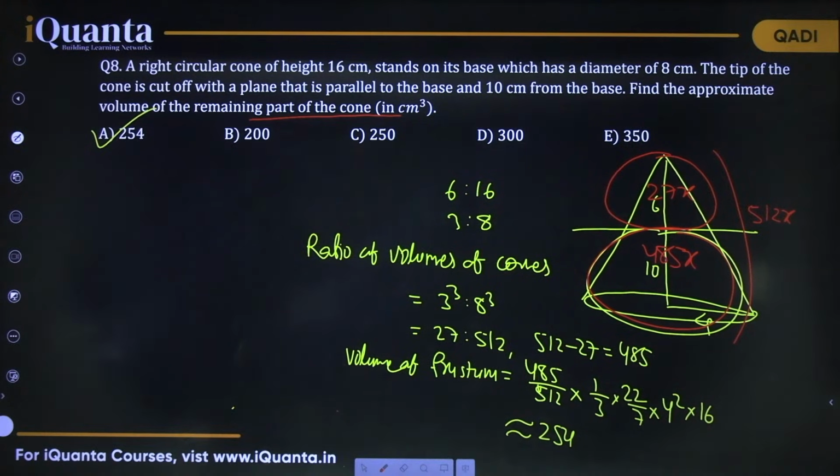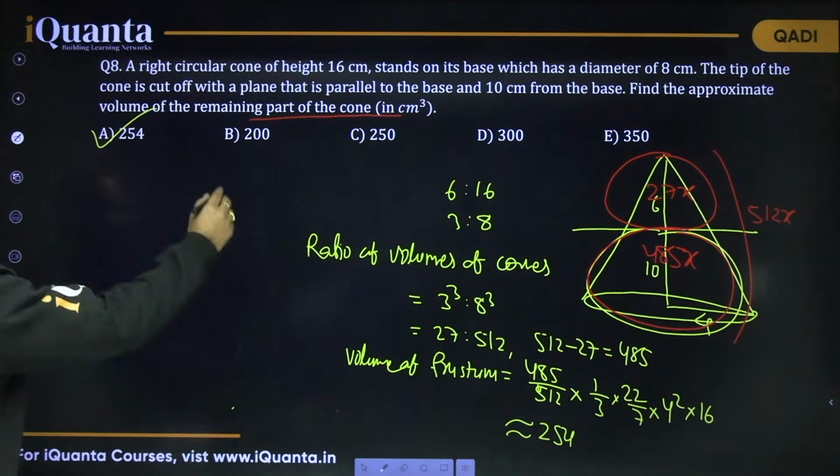Yes, XAT में calculator होता है ना. फ्रस्टम वॉल्यूम का फॉर्मूला डायरेक्टली फ्रस्टम वॉल्यूम भी हम लगा सकते हैं.